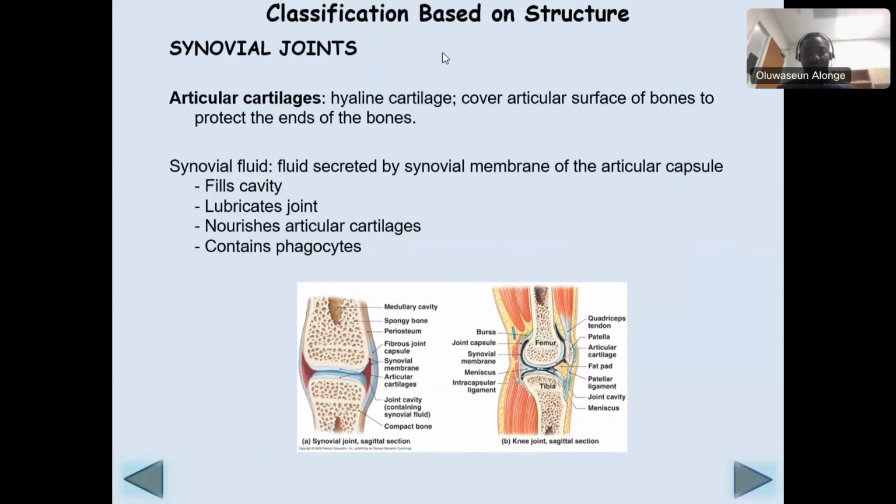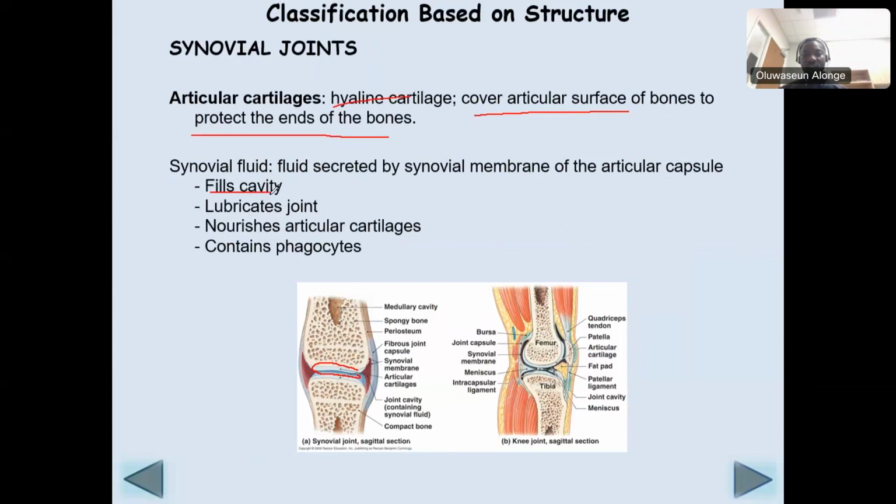Now, we have in here as well, you will see the articular cartilage. And here's the articular cartilage, like I pointed earlier. It prevents direct contact between the two bones so that the two bones are prevented from friction. All right, so they are a kind of hyaline cartilage and they cover the articular surface of the bone to protect the ends of the bone.